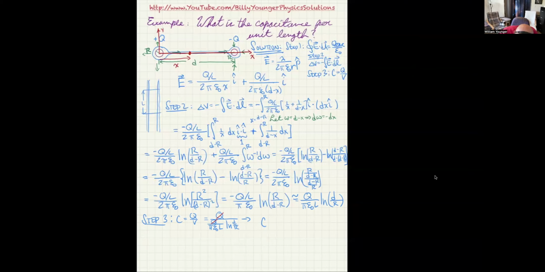Now I get that the capacitance, the denominator has a fraction, and I have to flip that over. So that's going to become pi epsilon naught L divided by the natural log of D over R. So that's the capacitance. If I want the capacitance per unit length, I can divide both sides by L, and therefore I'd get C over L equals pi epsilon naught divided by the natural log of D over R. And that's it. That's the total capacitance for this antenna wire.